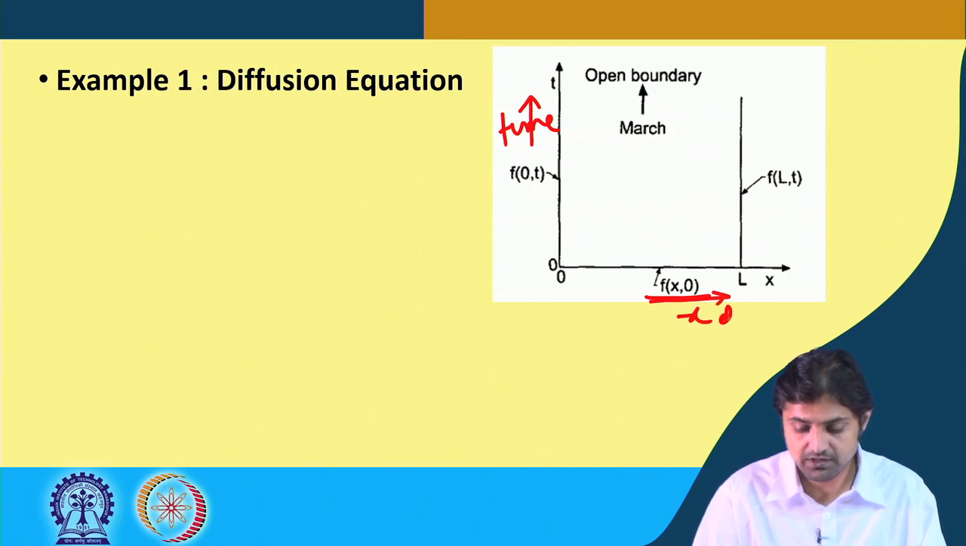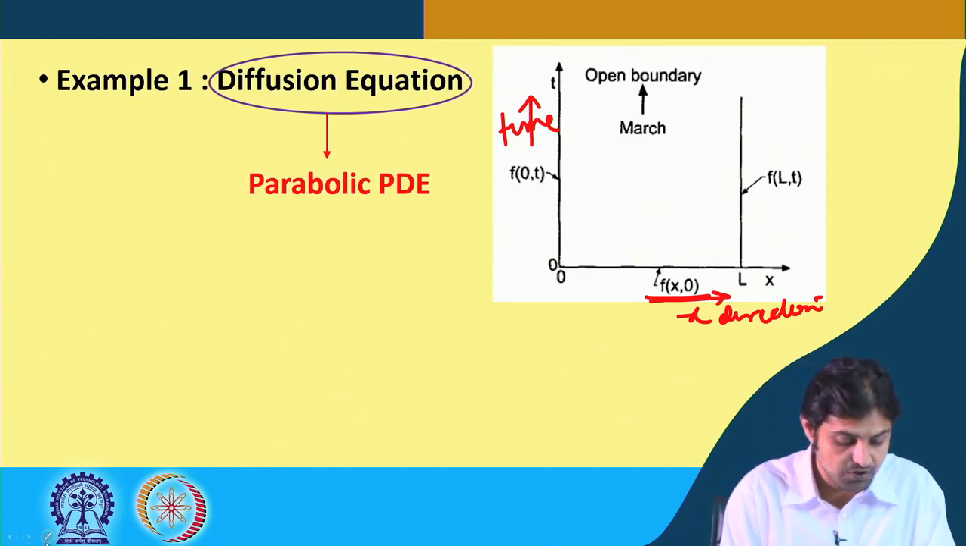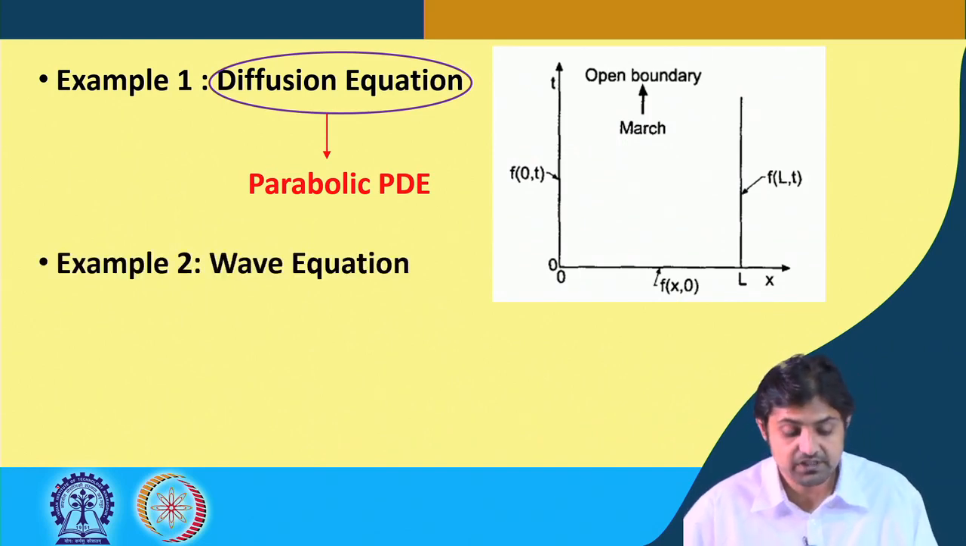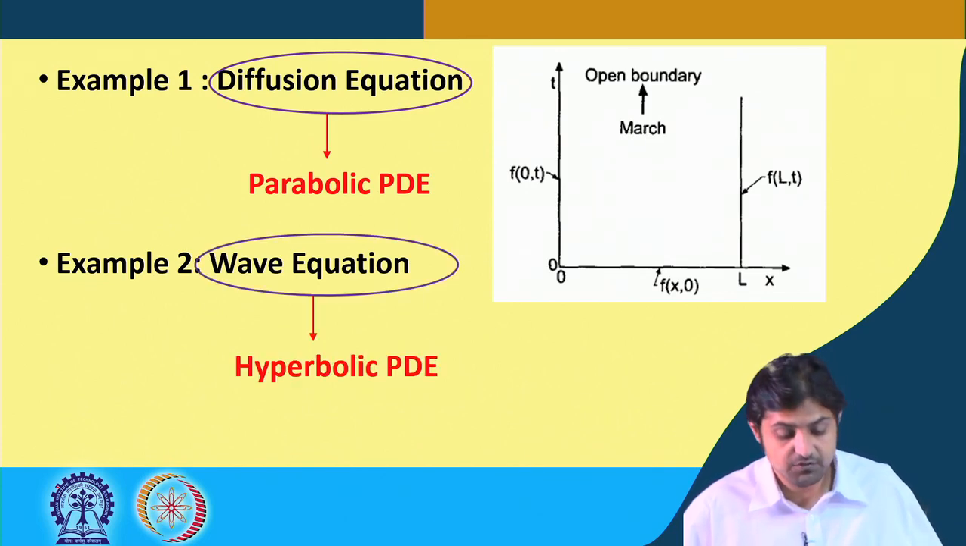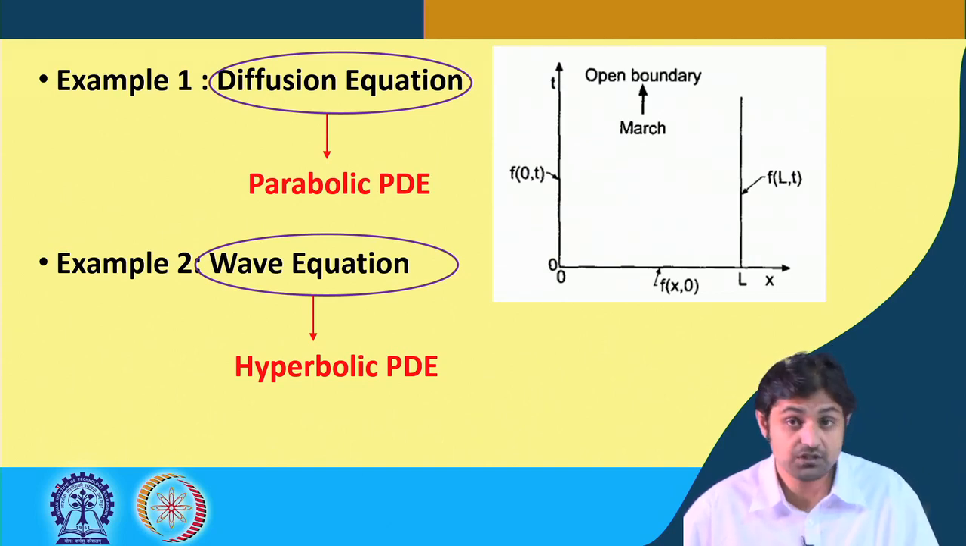This is x direction. So, these are solved by the parabolic partial differential equation, parabolic PDE, the diffusion equation. Second example is a wave equation. The wave equation is solved by the hyperbolic PDE, hyperbolic partial differential equation.